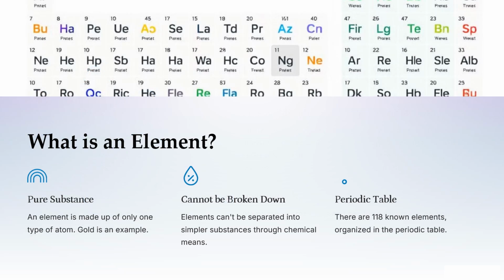What is an element? An element is a pure substance made up of only one type of atom. Elements cannot be separated into simpler substances through chemical means. Periodic table. There are 180 known elements organized in the periodic table, out of which 98 elements can be found on the Earth's surface and the rest can be synthesized in a laboratory.